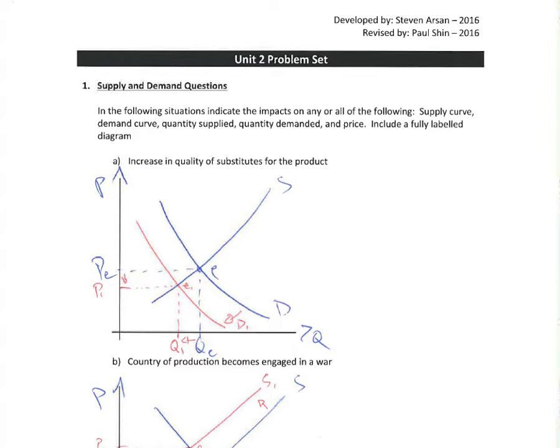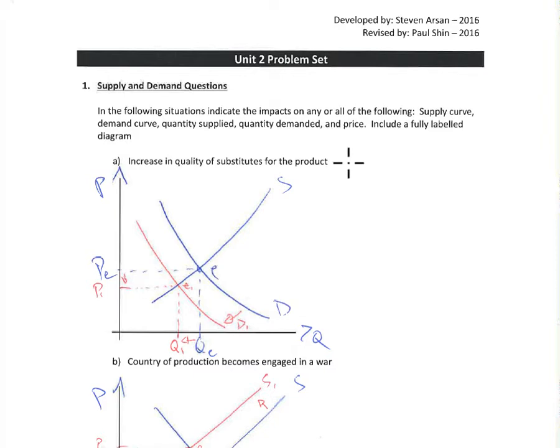So our first questions relate to supply and demand, understanding what shifts supply and demand, understanding the difference between a change in supply or demand versus a movement along the curve, which would be a quantity demanded or quantity supplied change. So let's look at the first situation, 1A. It says, an increase in the quality of substitutes for a product.